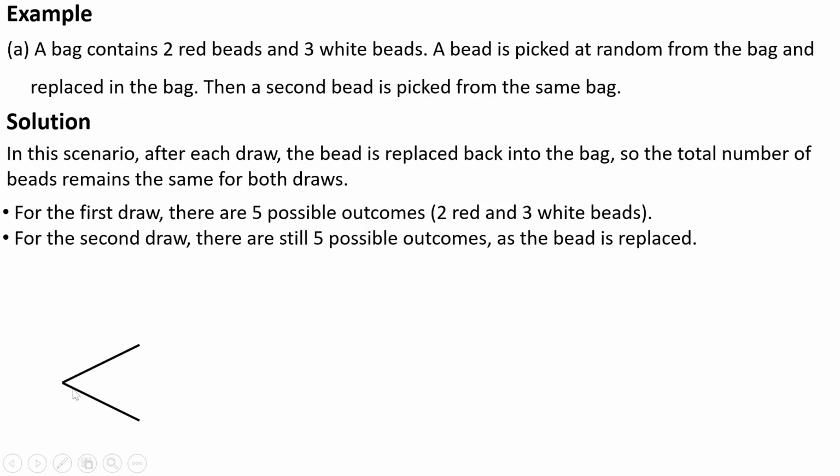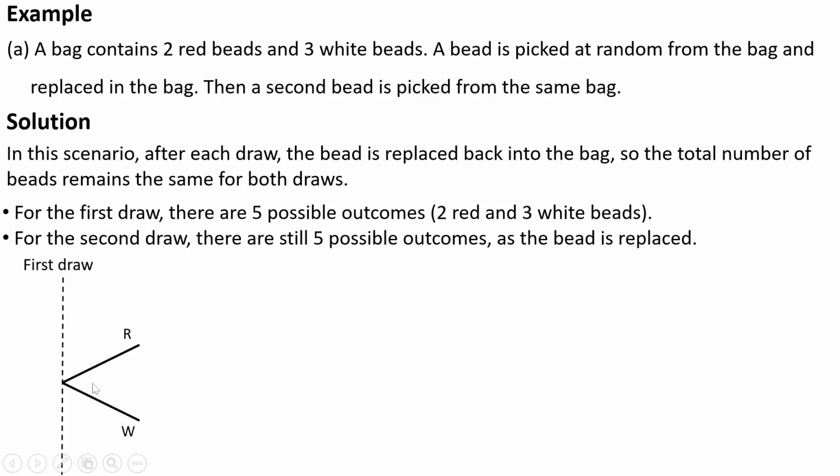Since we have how many types of beads? We have red and white. So we can have two branches to represent these for the first pick. When you pick a bead for the first time, the bead can either be red or white. This one we are calling the first draw. You draw or pick the first bead, and that bead can either be red or white.